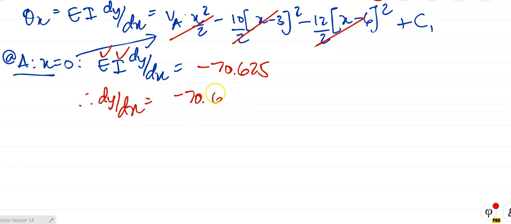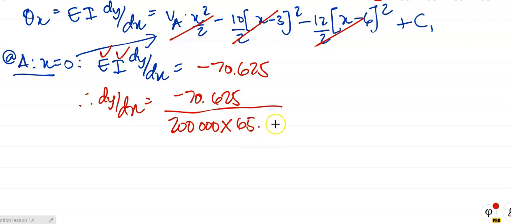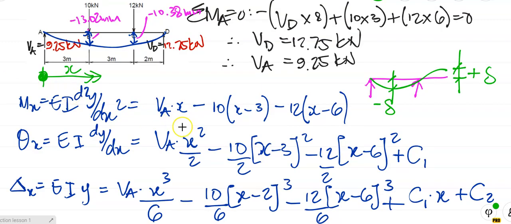is equal to minus 70.625 over EI. What's E? E is 200,000 newtons per millimeter square. What's I? I is still 65.4 times 10 to the power 6 millimeters to the fourth. Right, people? Conversion factor. Remember, when we took moments here, that was the force times the distance, force times the distance, force times the distance, and so on there.